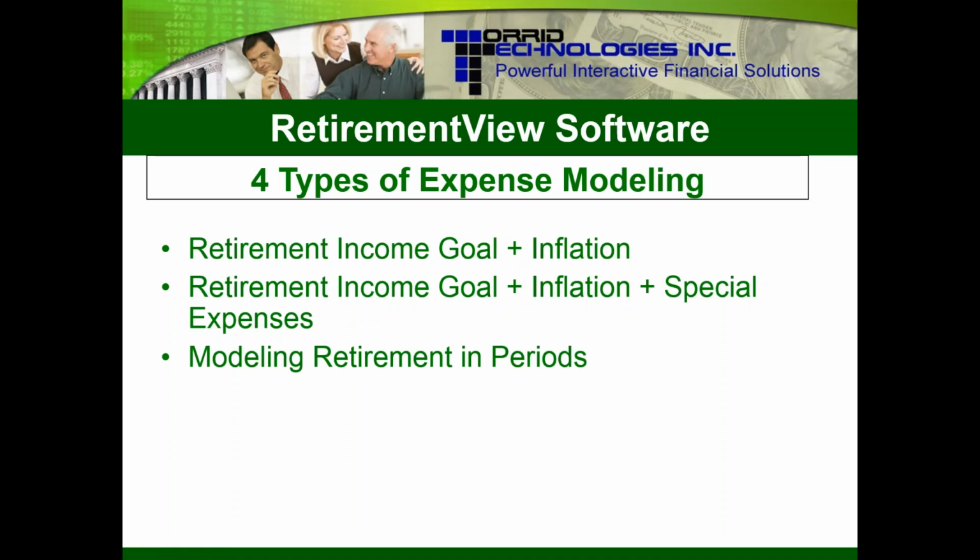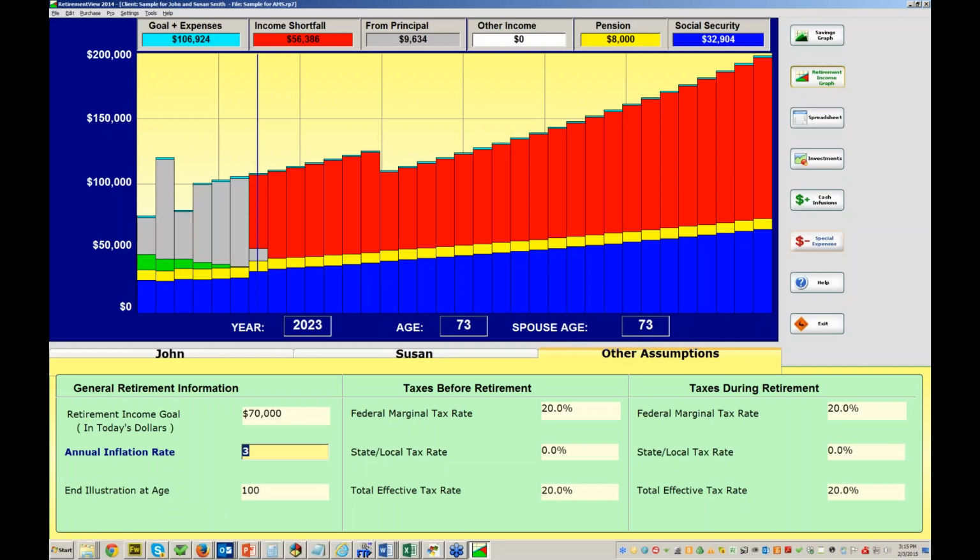This comes up not too often, but many times we get support requests, hey, they need 80,000 to live on, but by the time they're 80, they're not going to be traveling, and we want to taper that off. They're really not going to need that much money. And so we can show you how to model retirement in separate periods where you can control the amount they get, you can control the inflation rate and all that. So let's look at that option.